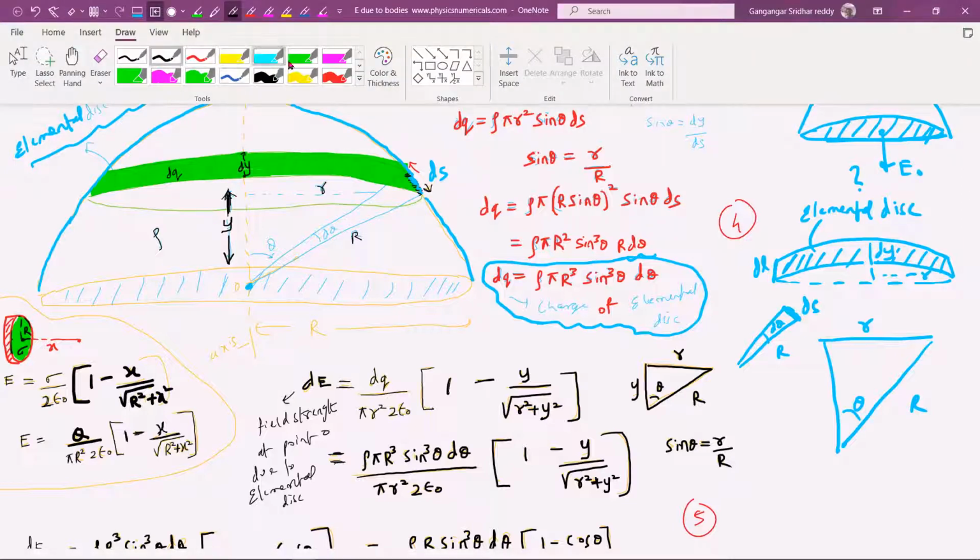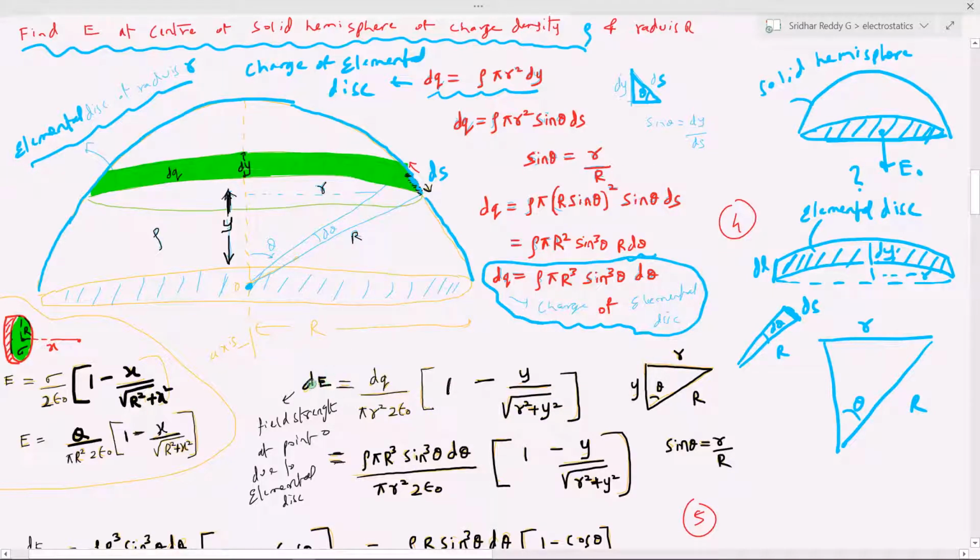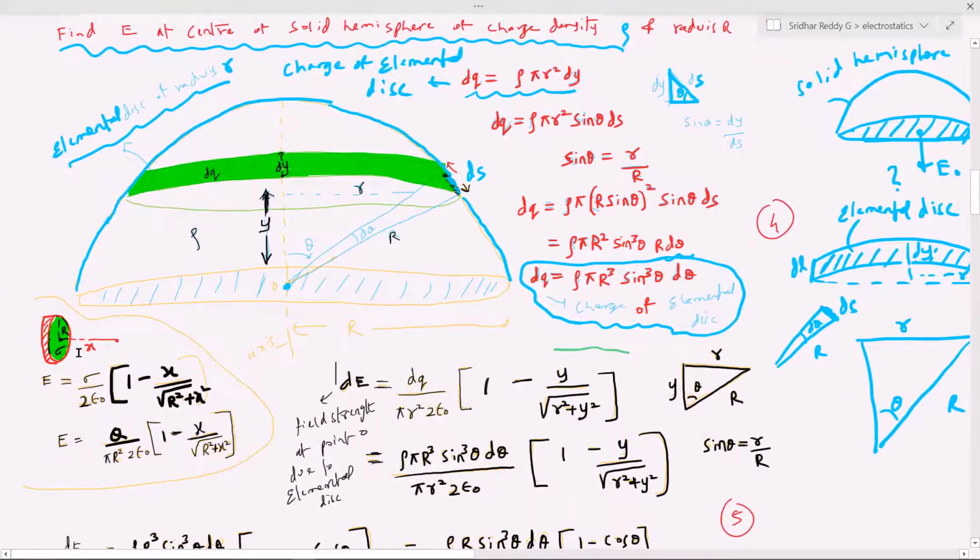Okay, come to this one now. So dE is equal to... where did I bring this equation from? So for this, we'll just take care of it. If you have a charged disk, what is the expression for the electric field on the axis of the disk at this particular point?